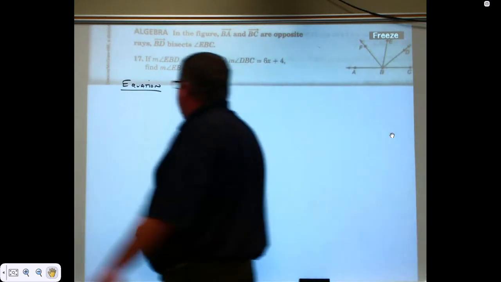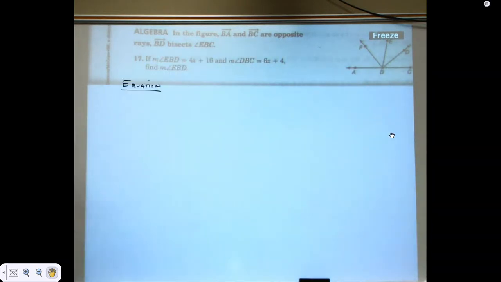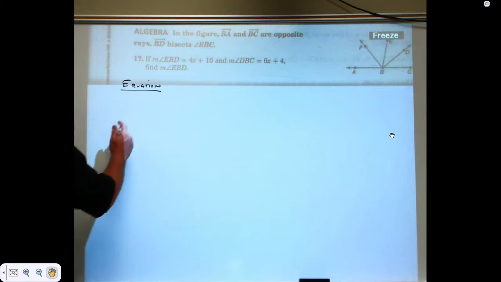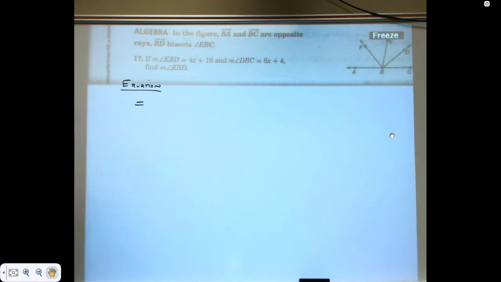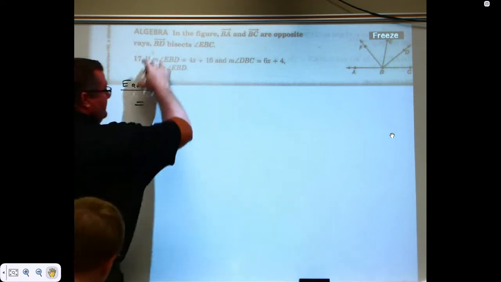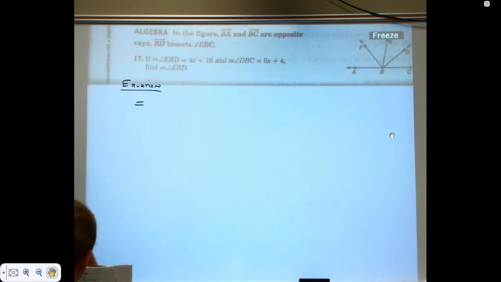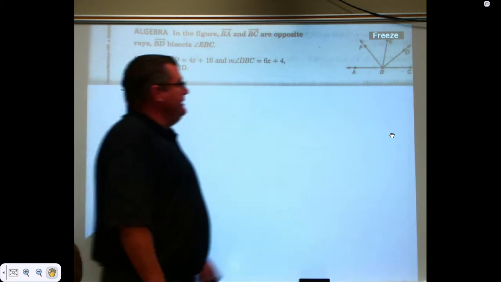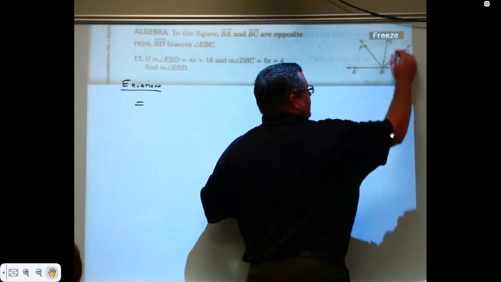Okay, equation. We need to find a way to create an equation. In an equation, we're going to find two things that are equal. First of all, I need to read the conditions. In the figure at the right, BA and BC are opposite rays. That means they create a straight line. And BD bisects angle EBC. So this right here bisects this angle right here.